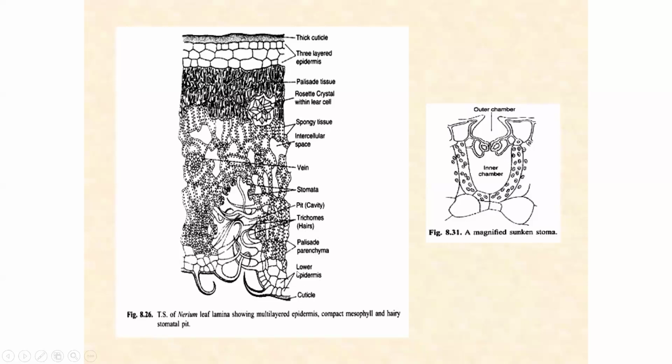Here this one is the lower epidermis. In this also, the stomata is present on the lower epidermis, and it is also a sunken stomata. So in Nerium, a multi-layered epidermis is observed.